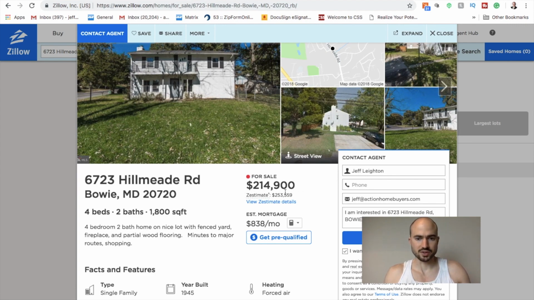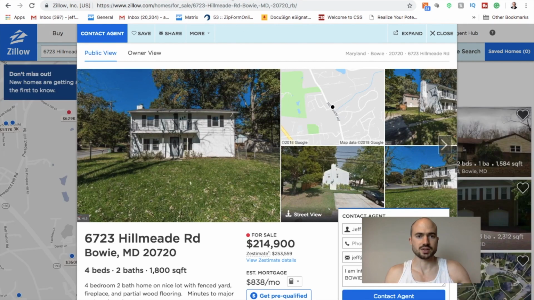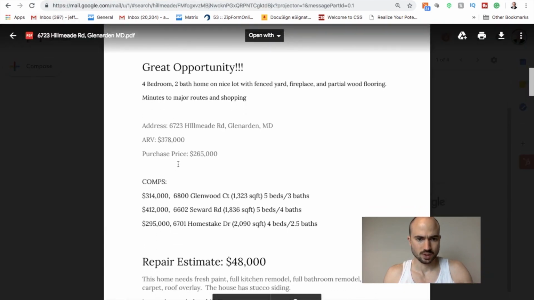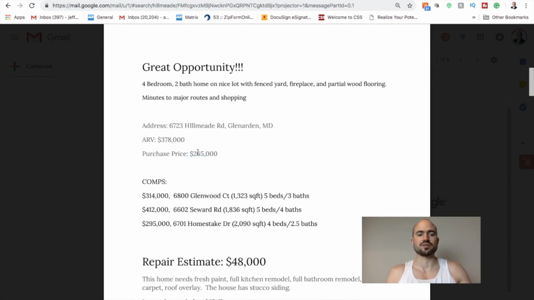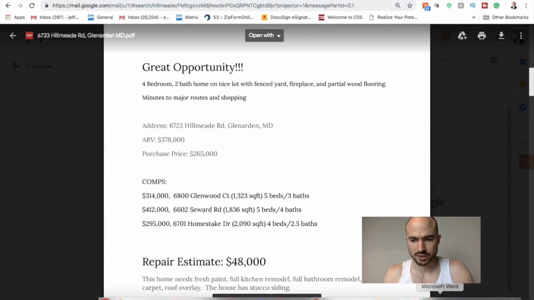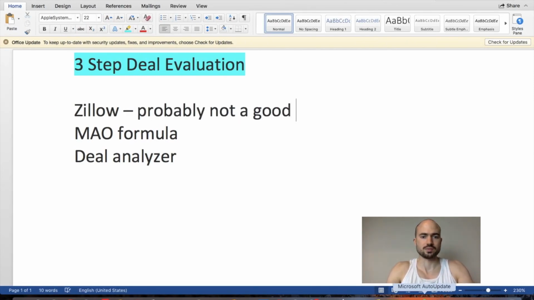So I think it's listed for sale for $250K. This estimate is $253K, as you can see right there. So that's usually a good general indication of value. So let's see what they're asking for the property. Purchase price $265K. So already it's probably not a good deal. They want a good amount over the Zillow value. So probably not a good deal, but like I said, we're going to take it through my 3-step system. So for Zillow, it's probably not a good deal.